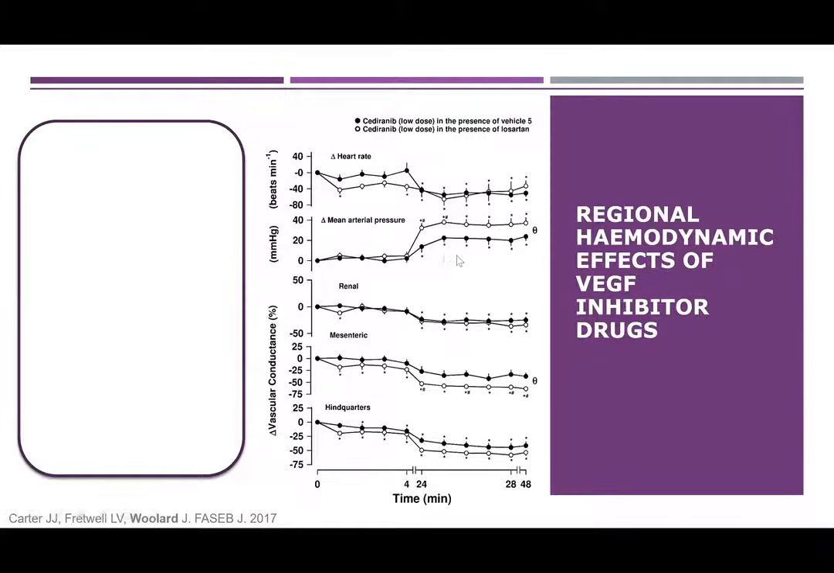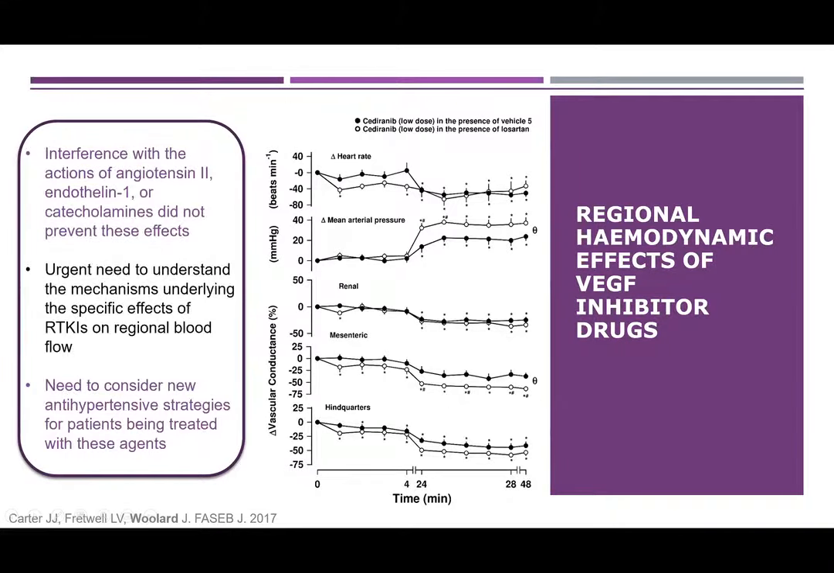And what you can probably see here is that we weren't able to offset that rise in mean arterial pressure, and we weren't able to offset the changes that we were noticing, particularly in the mesenteric vascular bed. And so we tried this not only with losartan, but also inhibitors of endothelin-1 and other catecholamines, and we weren't able to inhibit particularly the pressor effects that resulted. And so I think there is a need for us to go back and really start to look at some of the mechanisms that underlie these effects and really unpick what's happening in perhaps particular vascular beds, and then to consider our anti-hypertensive approach to treating patients who are being prescribed anti-VEGF therapies.